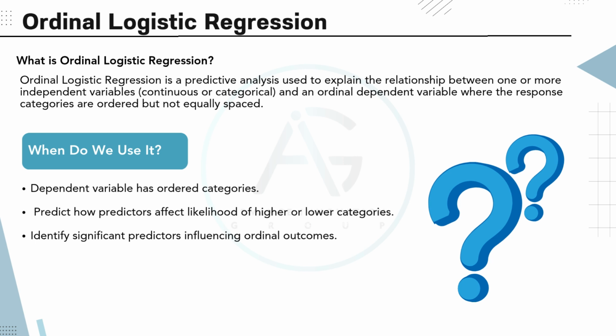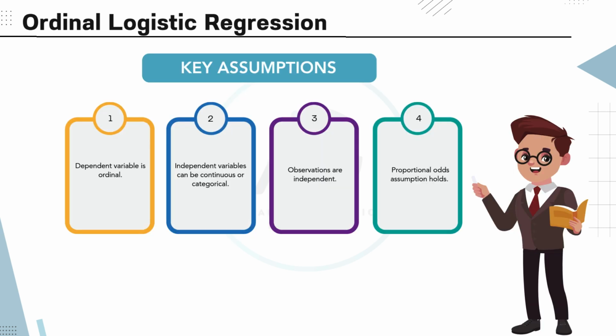For instance, we might want to see how years of experience, training hours, and job role impact employee satisfaction, rated on a 1 to 5 scale. This technique is valuable in cases where the nature of the outcome is ranked, but the distance between ranks isn't uniform. Perfect for survey and service quality analysis. Before we apply ordinal logistic regression, it's important to ensure that the following key assumptions are met. Let's walk through them one by one.